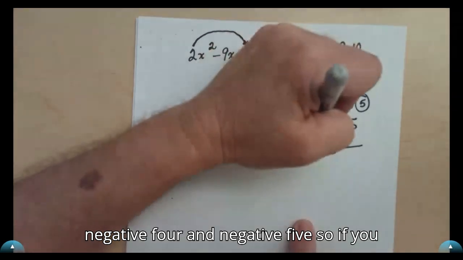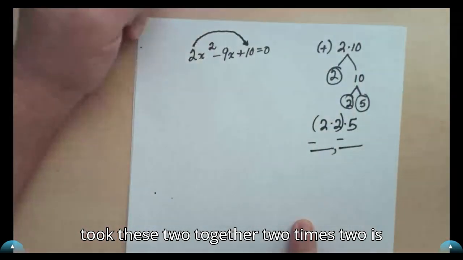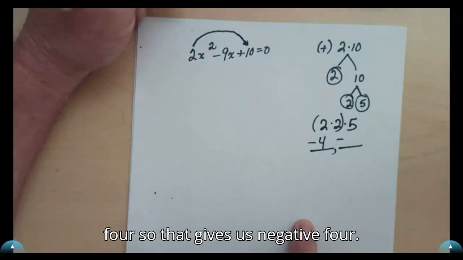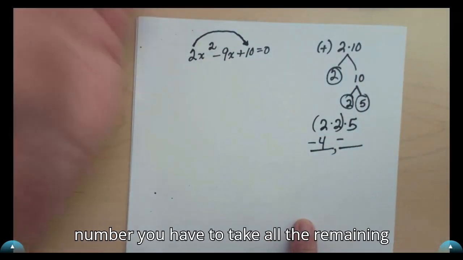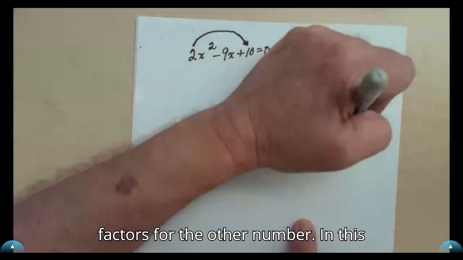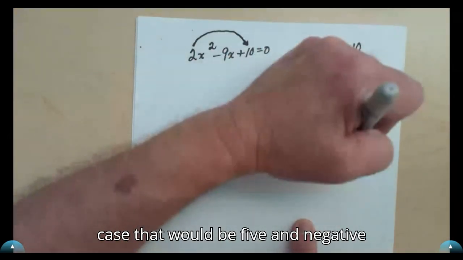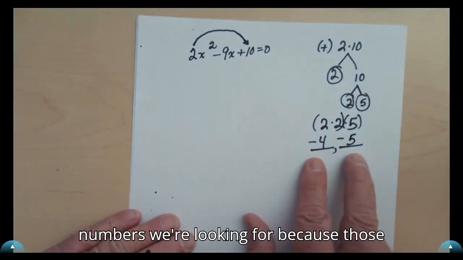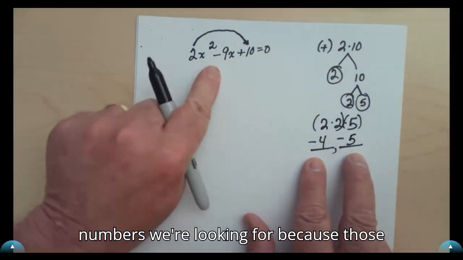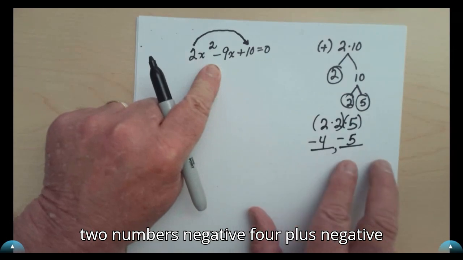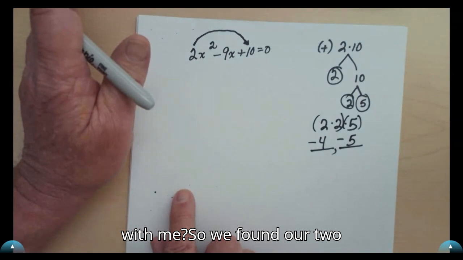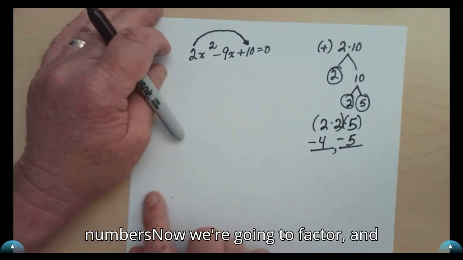Negative 4 and negative 5. So if you took these 2 together, 2 times 2 is 4. So that gives us negative 4. Remember, whatever you don't take for one number, you have to take all the remaining factors for the other number. In this case, that would be 5 and negative 5. And we see that those are the numbers we're looking for because those 2 numbers, negative 4 plus negative 5, add up to negative 9. Everybody with me? So we found our 2 numbers.